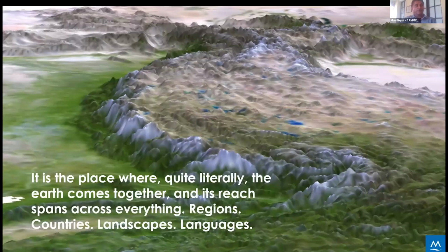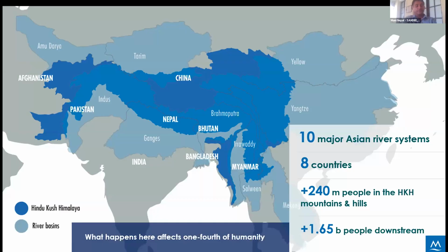And from the satellite, this is what you can see if you zoom into the Hindu Kush Himalaya region. It's the largest ice mass outside the polar regions. That's why it is very important for the people who are living here. This region is the source of 10 major rivers in the system, these Asian rivers. It includes 8 countries from Afghanistan to Myanmar.